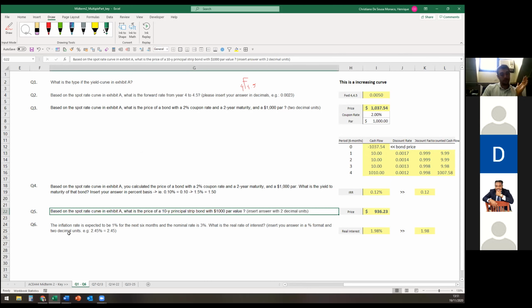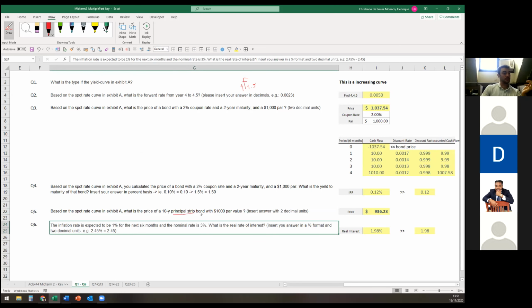Question 5, still on the first table. What is the price of a 10-year principal strip bond with a $1,000 par value? What you needed to know here is what a principal strip bond is. I got some questions on that, I think in the open-ended part. Remember, you have the regular bond, and imagine that you strip the principal on one side and the coupons on the other. The principal side, the principal strip, has just the principal. You don't have any coupon payments.